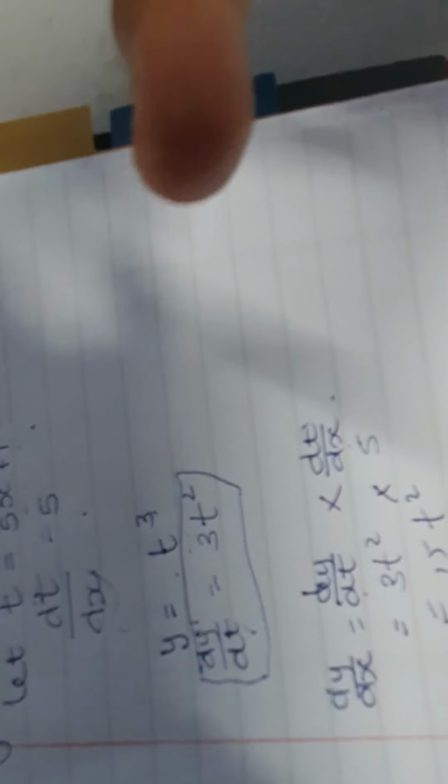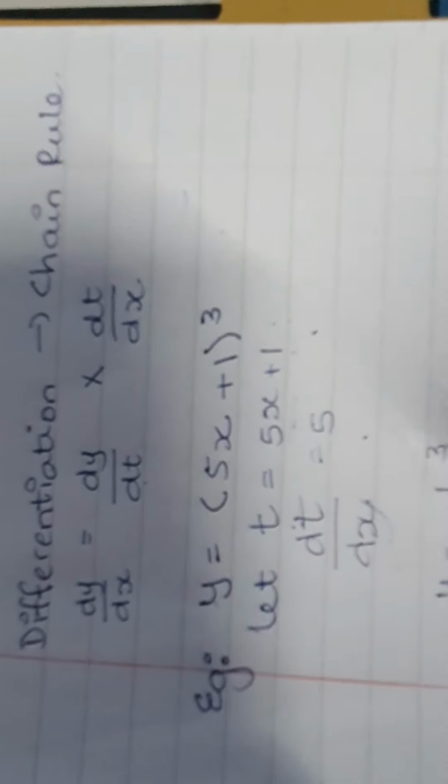But you remember that the initial question that we started with didn't have any t in it, right? It had x in it. So now we have to go and put back in what t means, right? So t means 5x + 1, so we can just put that back in for t here, right?